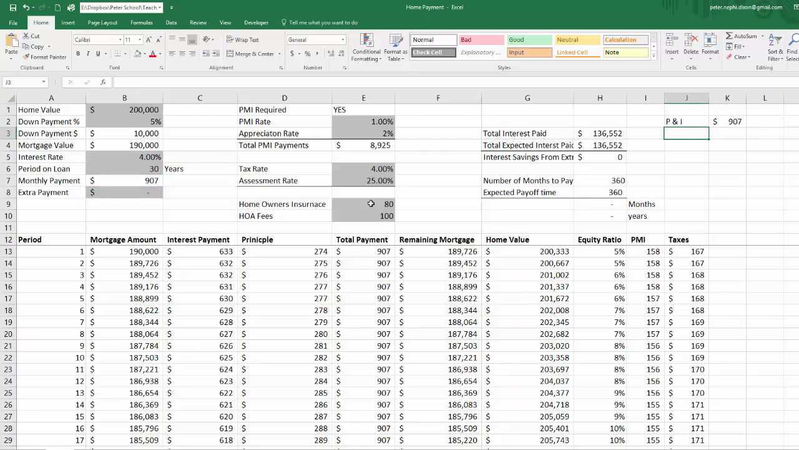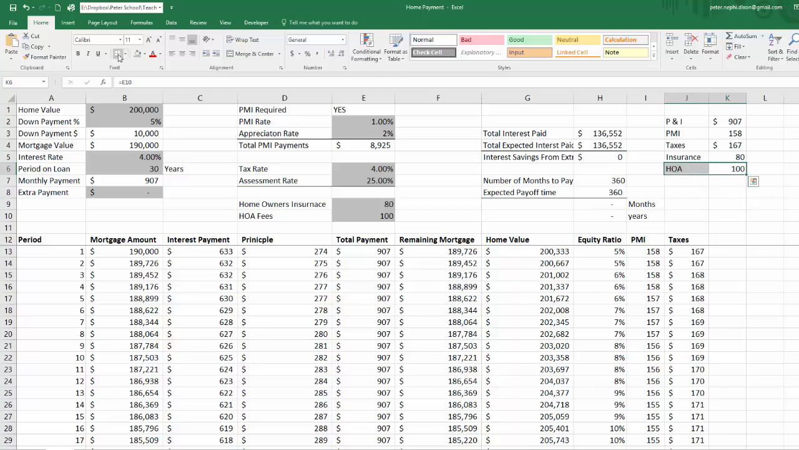Then we're going to need to have our PMI. Now your PMI is going to change over time, but to get into this home, your PMI is going to be about $158 a month. Your taxes are going to change over time, but initially when you buy this home, it's going to be about $167 a month. And then your insurance is going to equal about $80 a month, and your HOA is going to equal about $100 a month in this case.